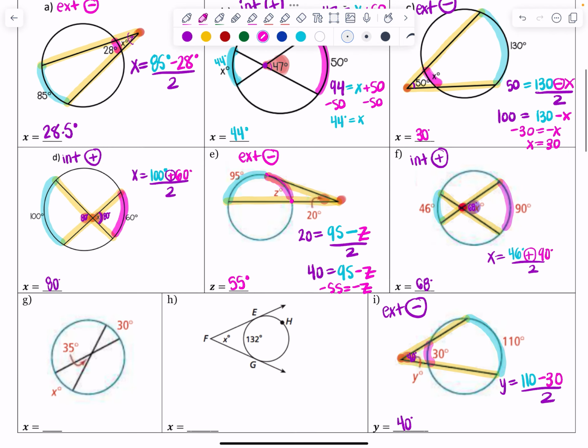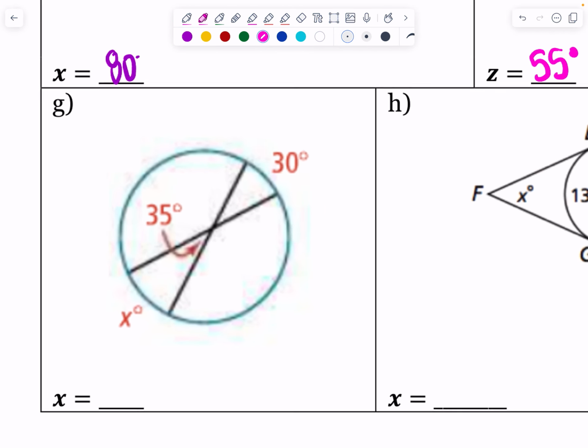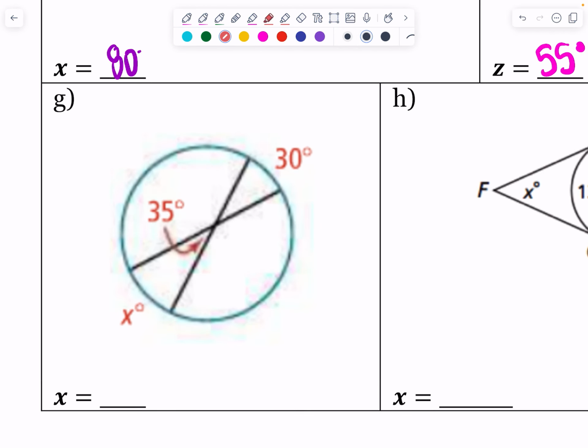Okay, so we have a few more examples. I'm going to do 2 more where you have to work backwards because these are a little bit more challenging. Where do these cross? Where is the intersection of these 2 chords? The intersection of these 2 chords is on the interior, so I'm going to go ahead and make a note. That is an interior intersection, so I'm going to add the arcs together. Here are my chords. I have 2 chords crossing.